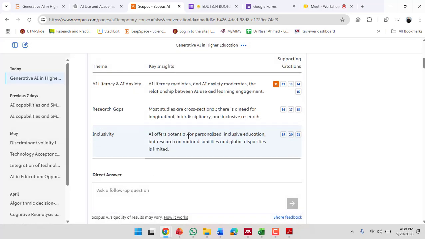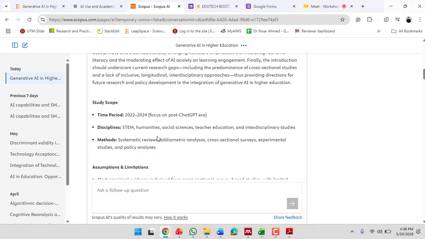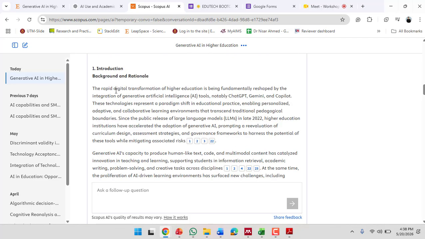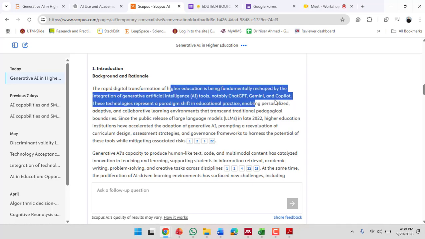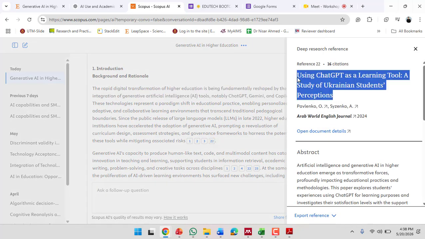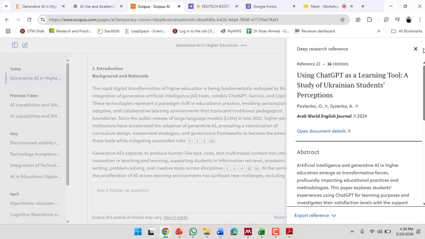So you have so many references. Just like generative AI's capacity to produce human-like text, this is one of the most general statements. Every paper with this line can be given the references, but there is nothing specific. But if you find anything specific, you need to give specific references. So this is the Scopus AI structure, limitations, everything. Now find and use and reuse this for your introduction.